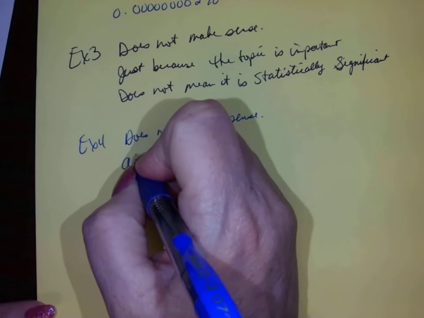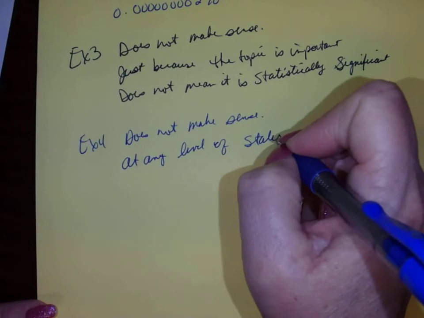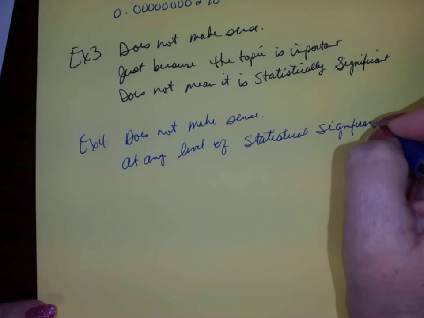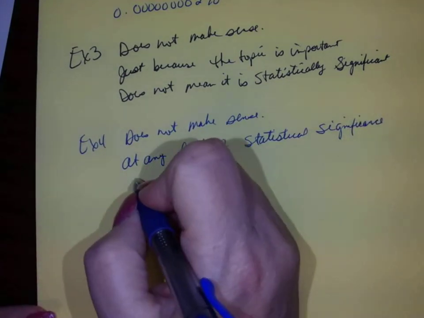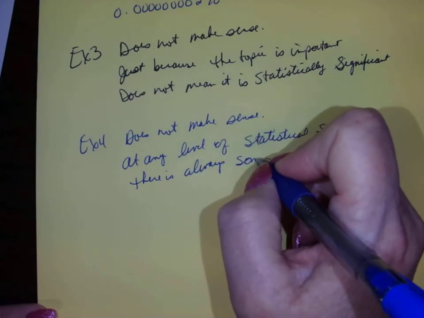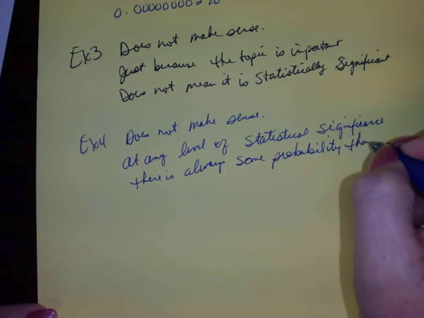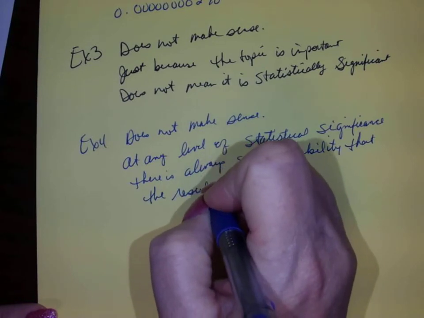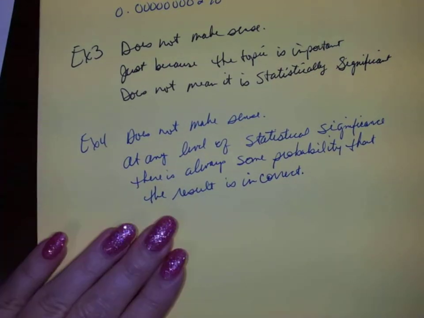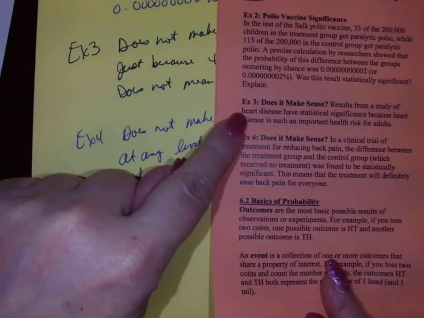So at any level of statistical significance, there's always some probability that the result is incorrect.